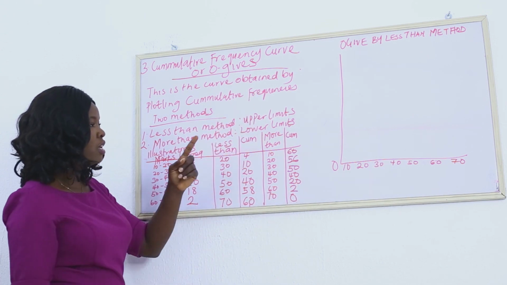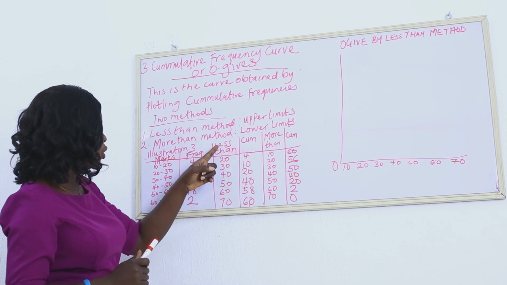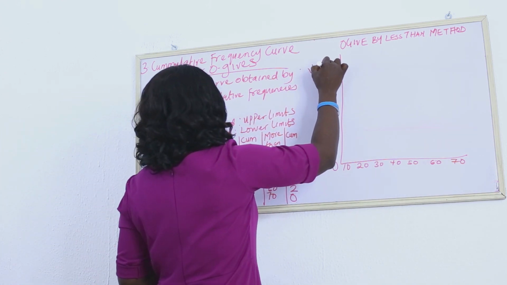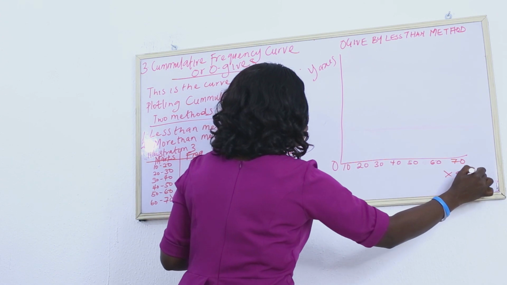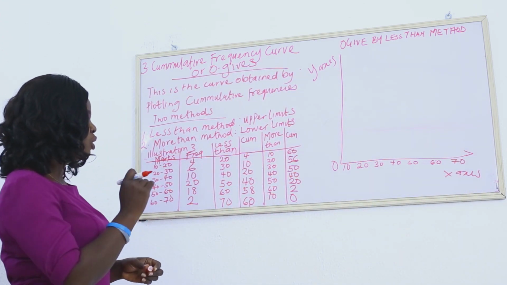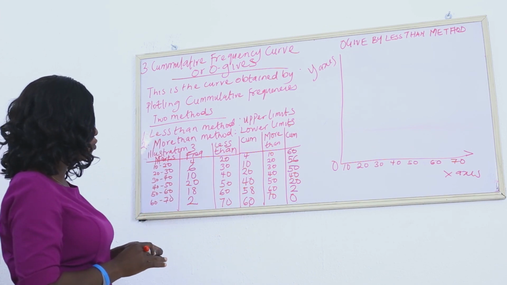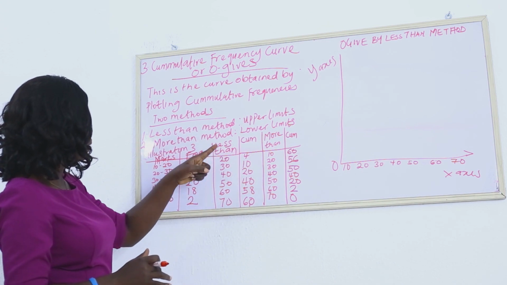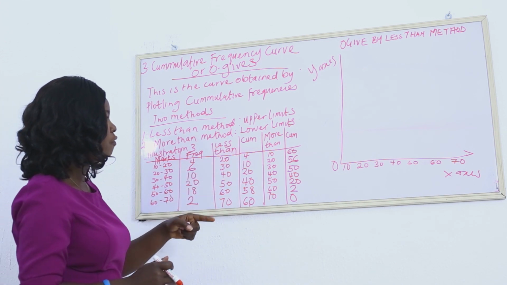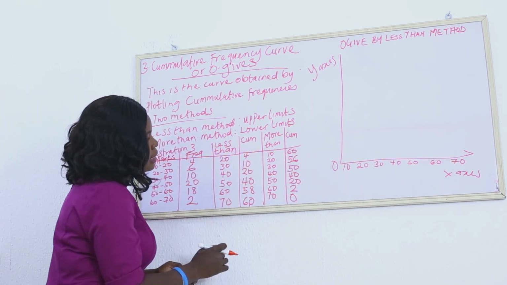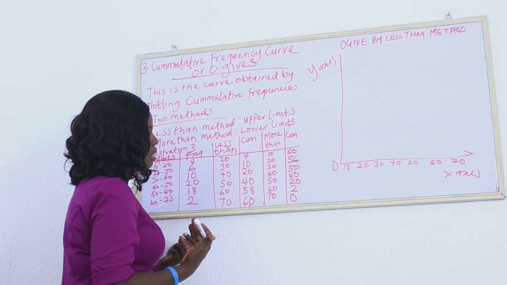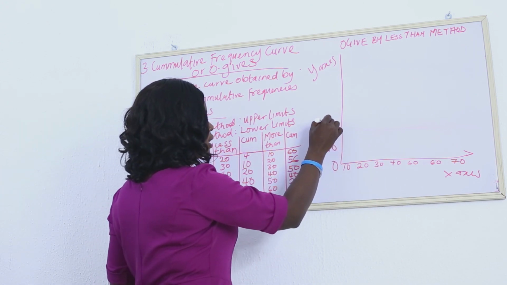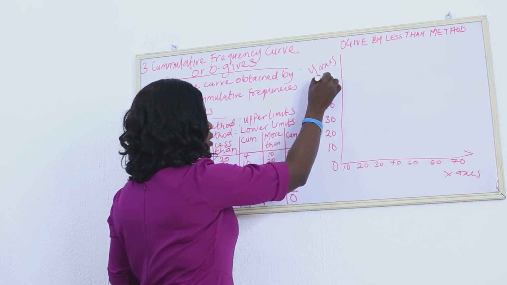So I'm going to draw the ogive less than method on the board. Looking at the less than method, I've drawn the x-axis and this is my y-axis. I'm just going to put the marks so that I can get the graph. The first upper class limit is 20, and at 20 my cumulative is 4. The highest value is 60 and the least is 4. What would be my scale? I can decide to use 5 or 10. To make my work easier, I'm going to use 10, 20, 30, 40, 50, then 60.